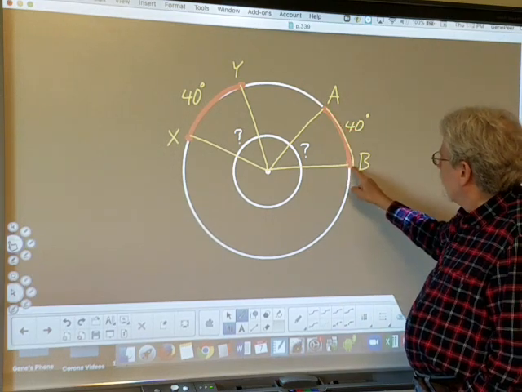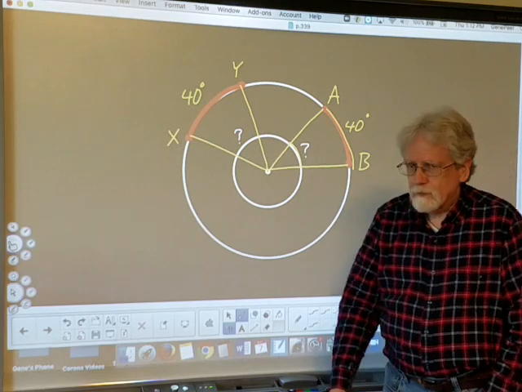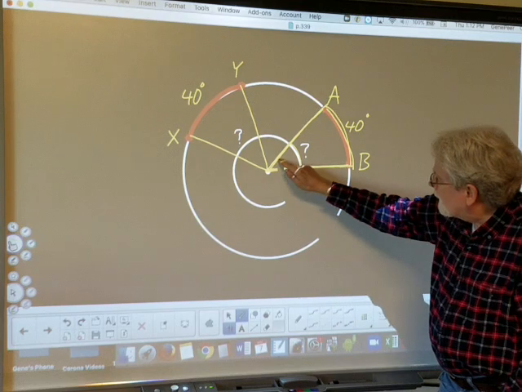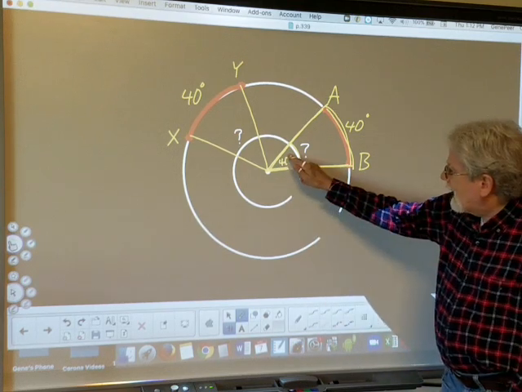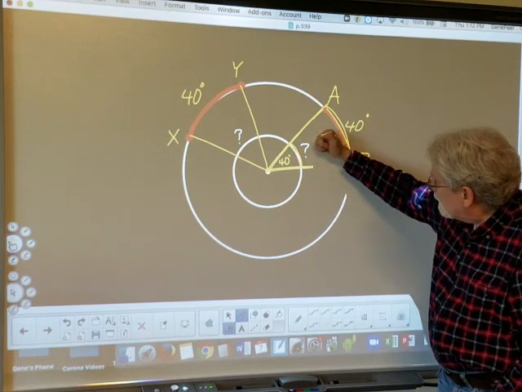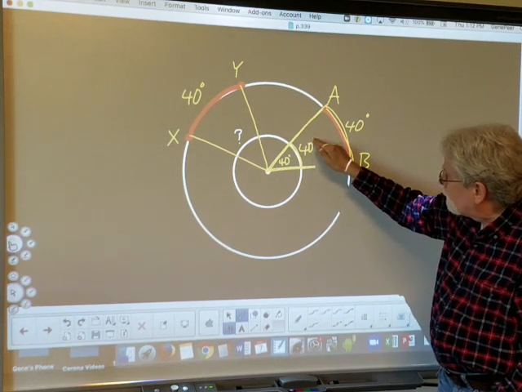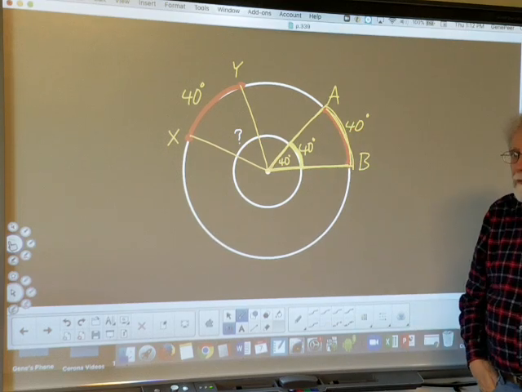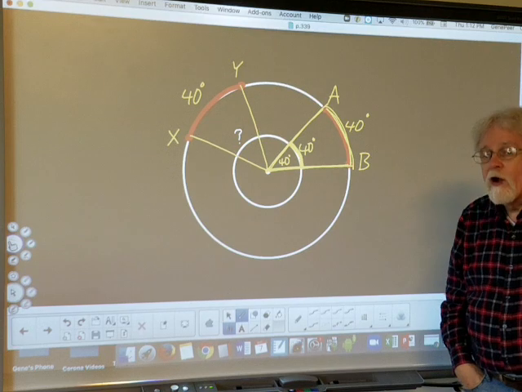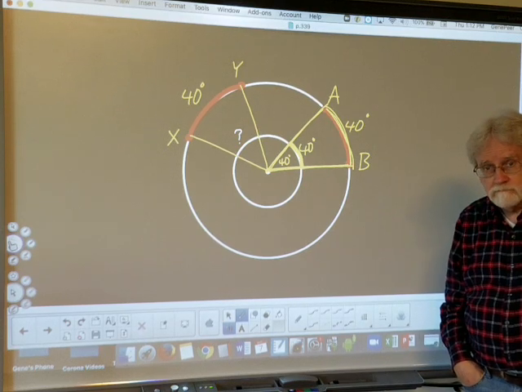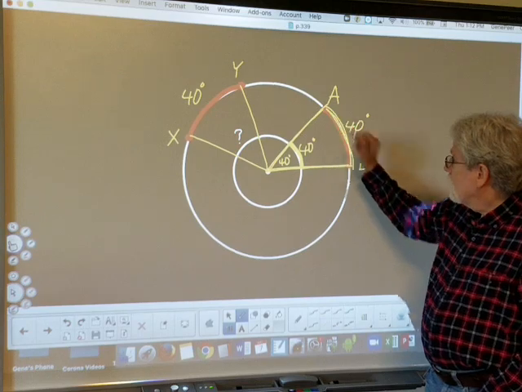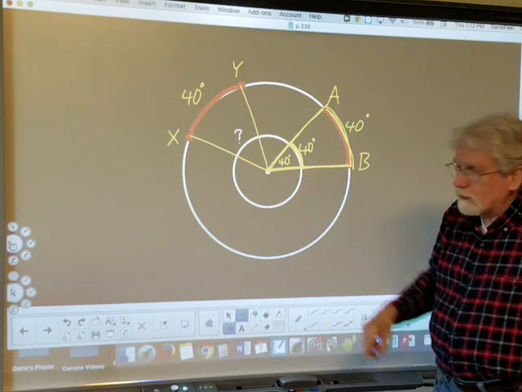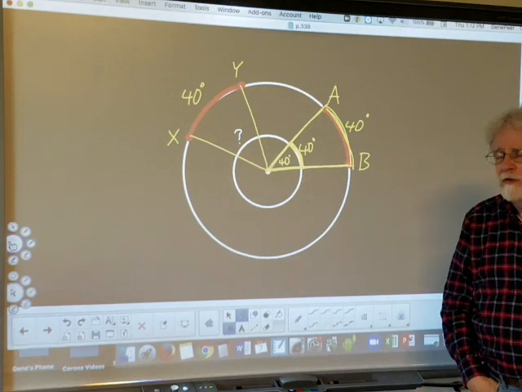But wait just a moment. If this arc is 40, what's this arc? Well, by definition, the arc measure is the same as its central angle, so that angle must be 40. But if this angle is 40, then by definition, this arc is no longer a question mark. It's also 40. But does that yellow arc and this red one, do they look like they're the same size? No. They are the same measure. They are 40 out of 360 degrees. They are the same measure, but they're not congruent.